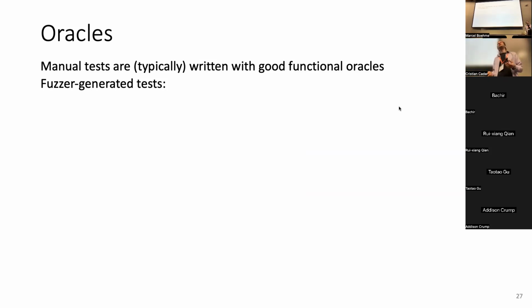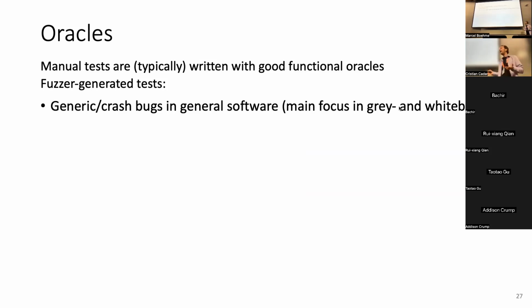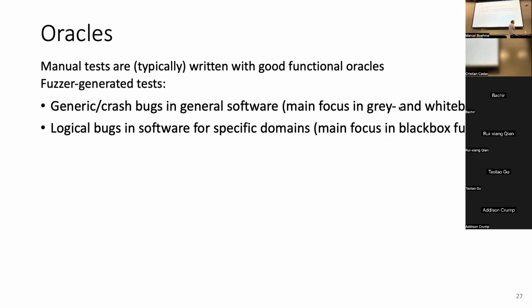When we look at fuzzer-generated test cases, we have either generic crash bugs in general software, and this typically has been the focus of whitebox and greybox fuzzing. And then we also have logical bugs in software for specific domains, right? And this typically has been the focus of blackbox fuzzing. And I think the main challenge here is how do we move beyond the crash oracle. And I think it's clear that this is actually what developers want. They like more help from fuzzers beyond these crash bugs.